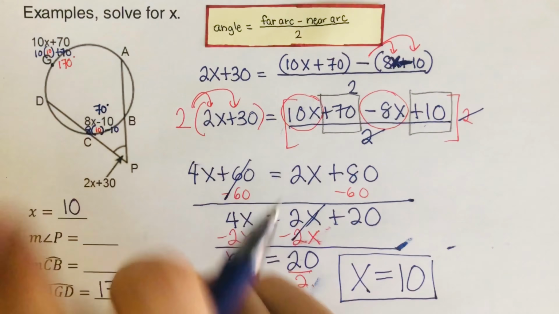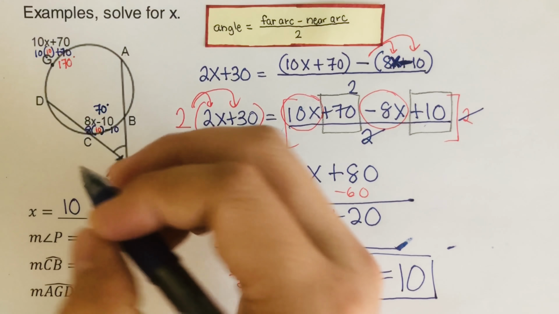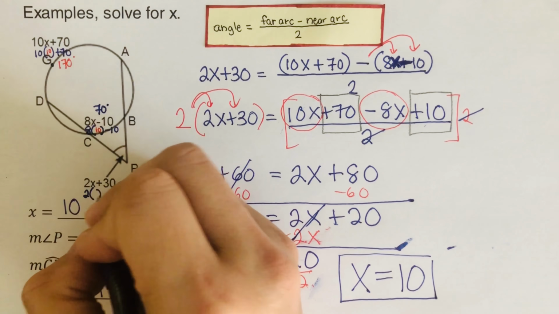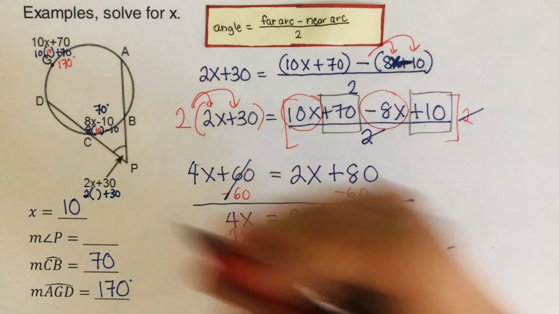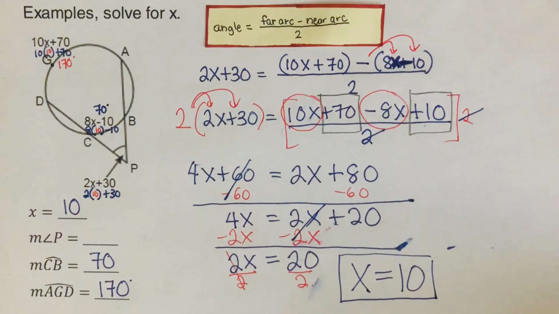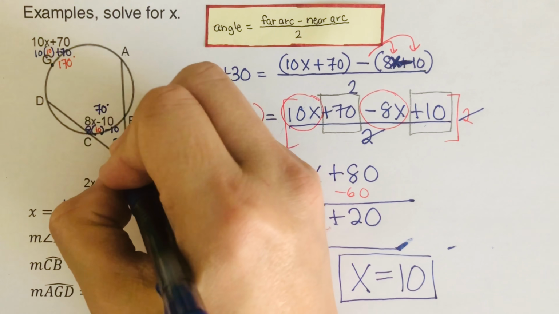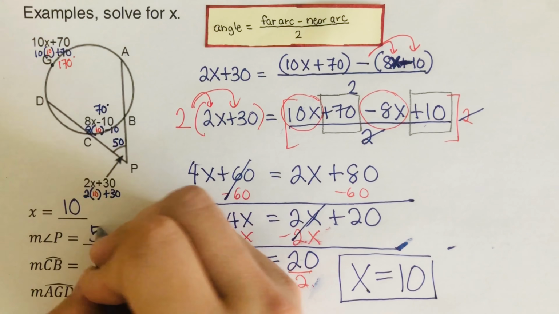And then let's look for the angle. So our angle here is 2 times the 10 plus 30. So 2 times 10 is 20, plus 30 is 50. So this angle is 50 degrees.